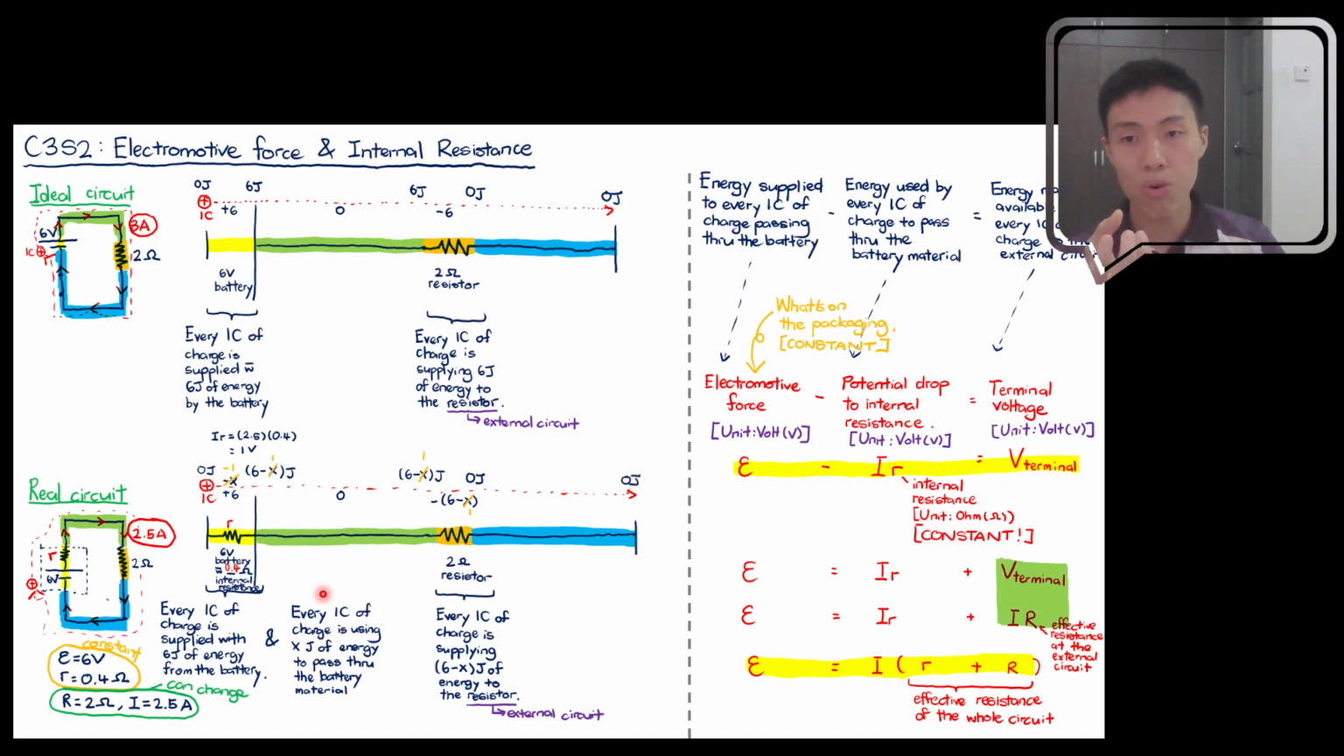So this is a more realistic picture compared to the ideal circuit, where there's no energy loss due to the battery. Right now there's energy loss due to the battery, so not all the energy supplied by the battery can be used up in the resistor. That's the description of an ideal circuit compared to a real circuit.